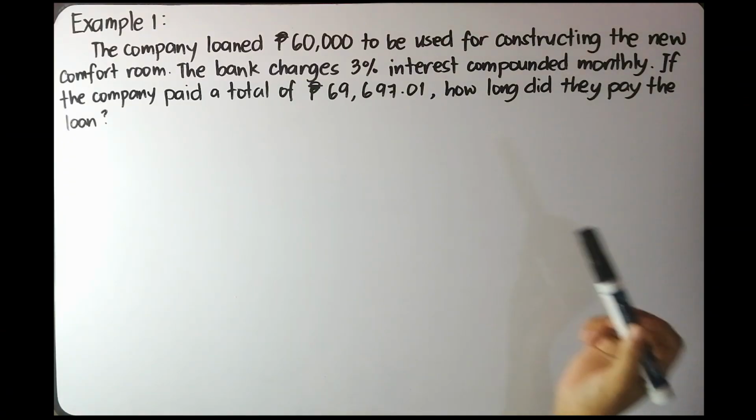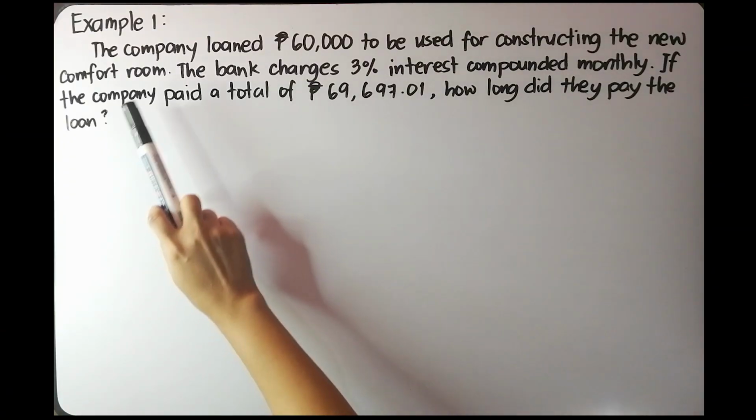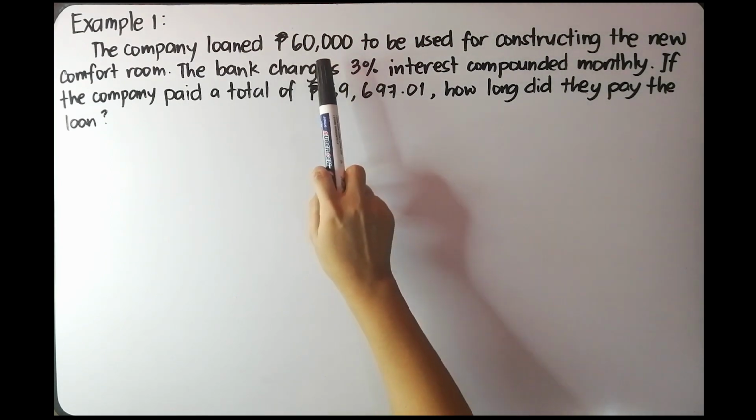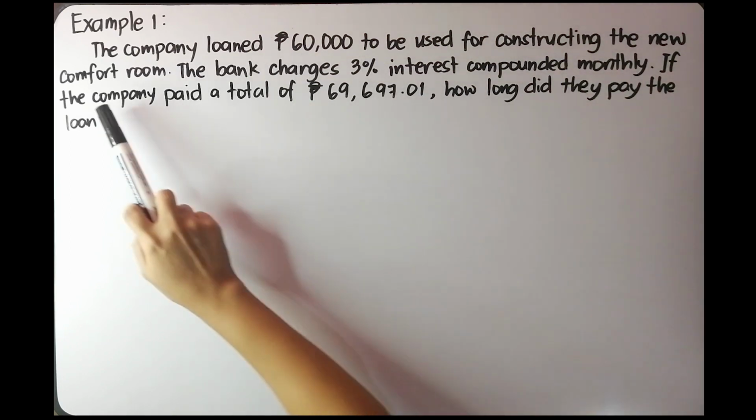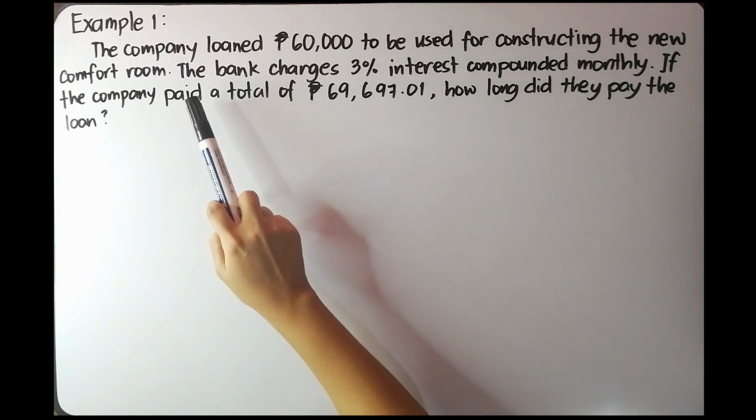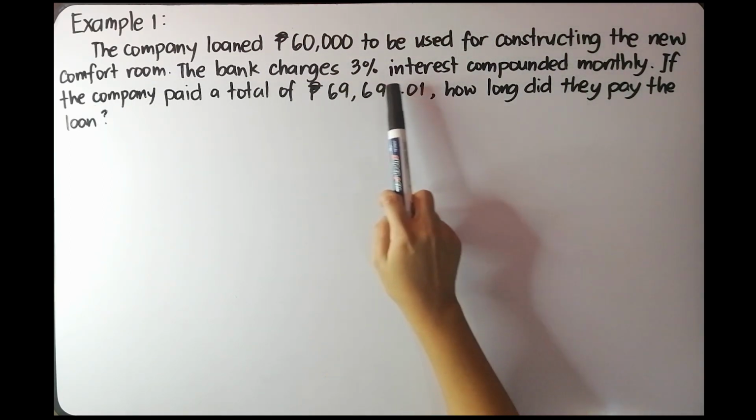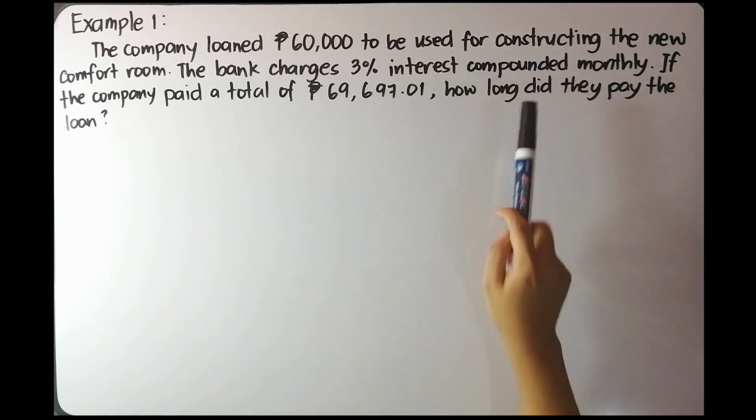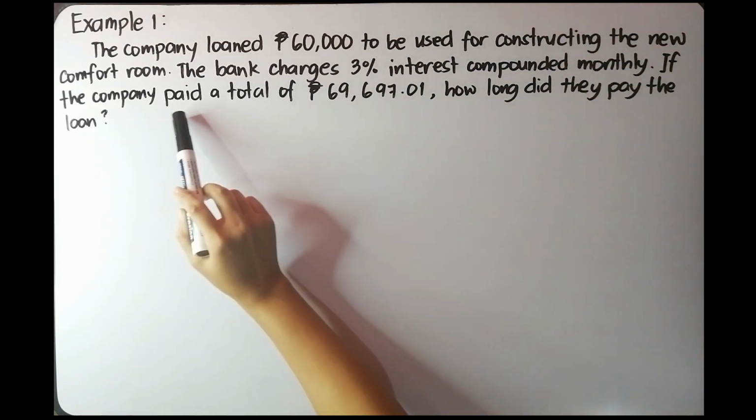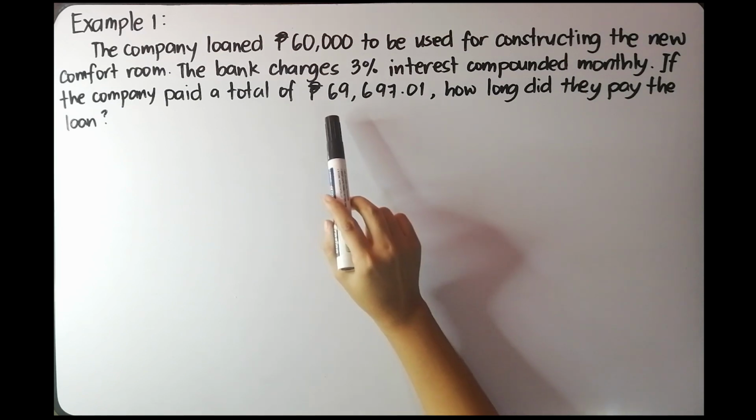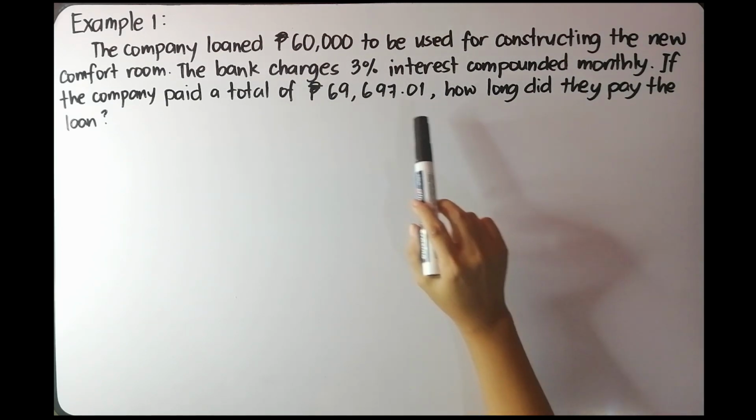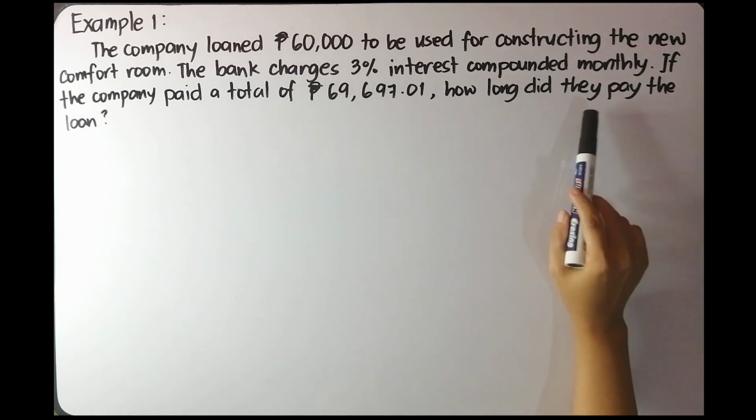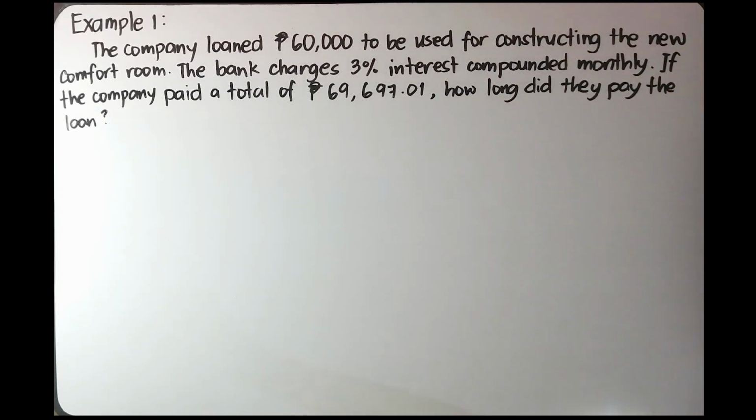We have this first example problem. The company loaned 60,000 pesos to be used for constructing the new comfort room. The bank charges 3% interest compounded monthly. If the company paid a total of 69,697.01 pesos, how long did they pay the whole loan?